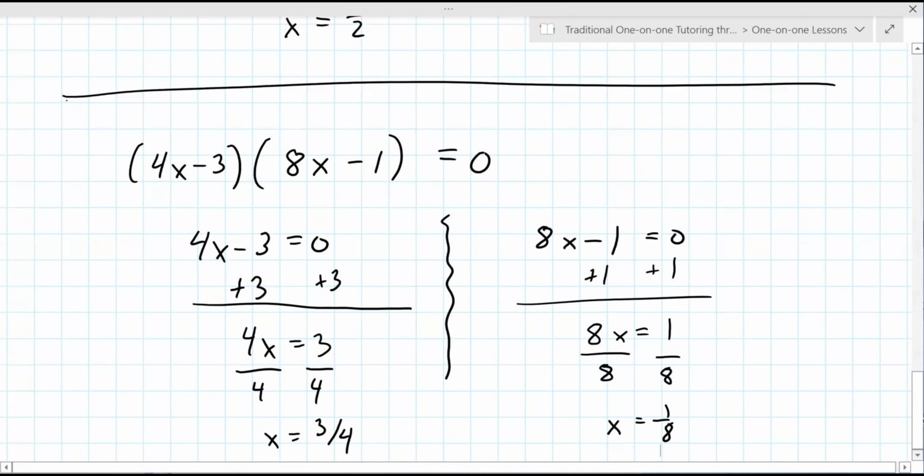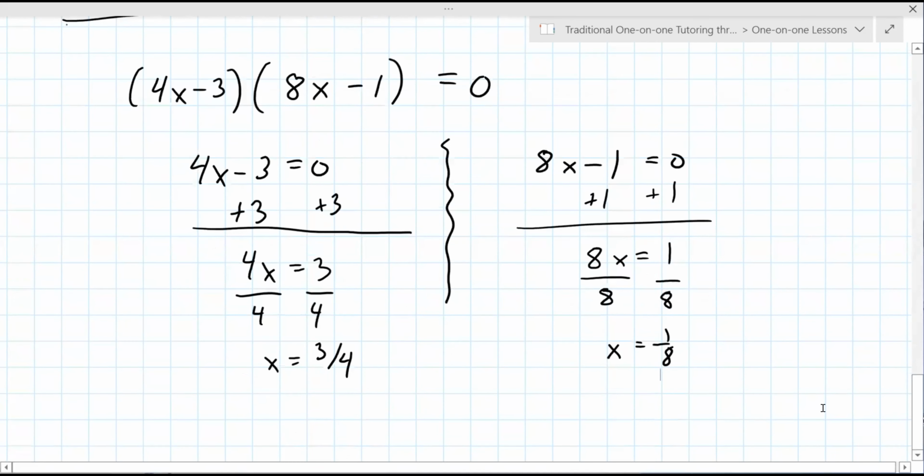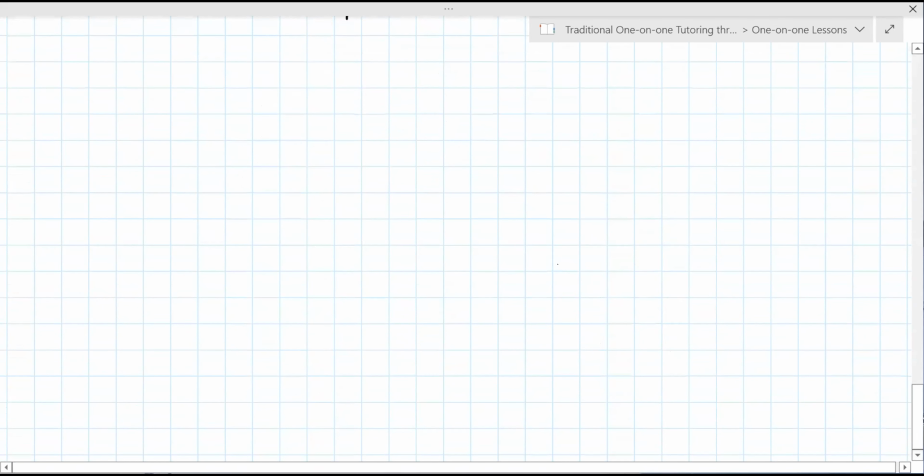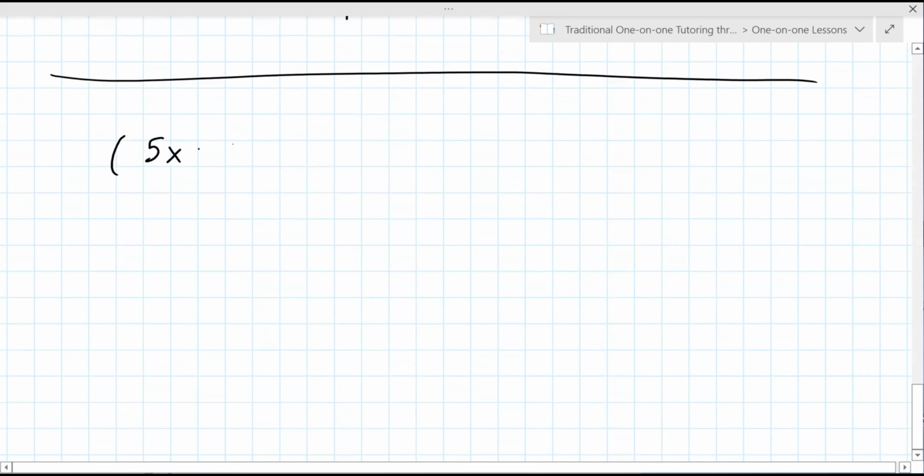All right. So let me have you try one on your own here before we move on to some other stuff. Let's go 5x plus 1 and then 6x minus 5.